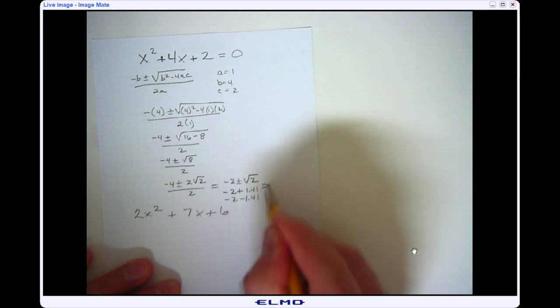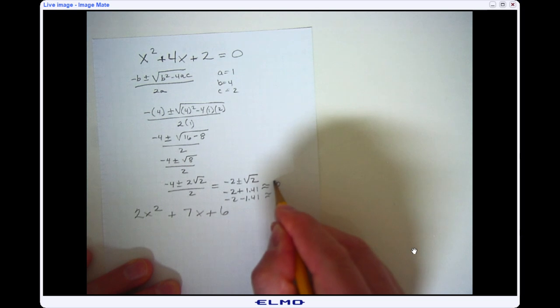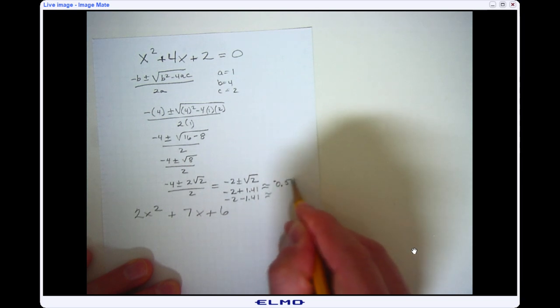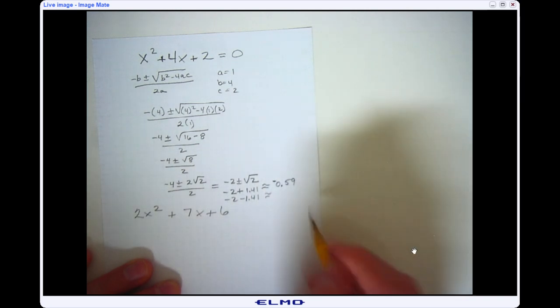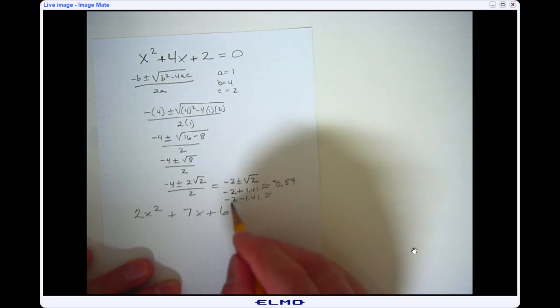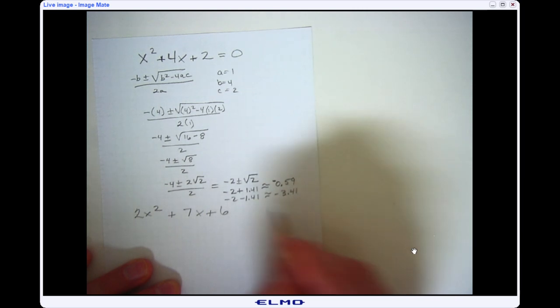So as approximate answers, if I did this, I'd have negative 0.59, because negative 2 plus 1.41 is negative 0.59. And then if I did this one, I'd have negative 3.41. So those would be my answers for x approximately for this question.